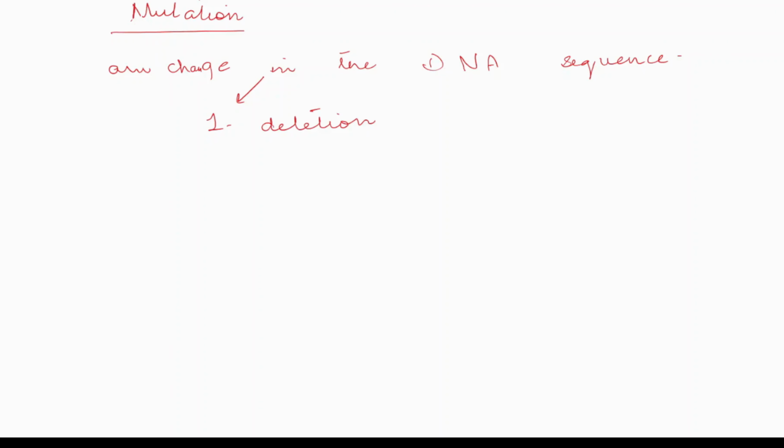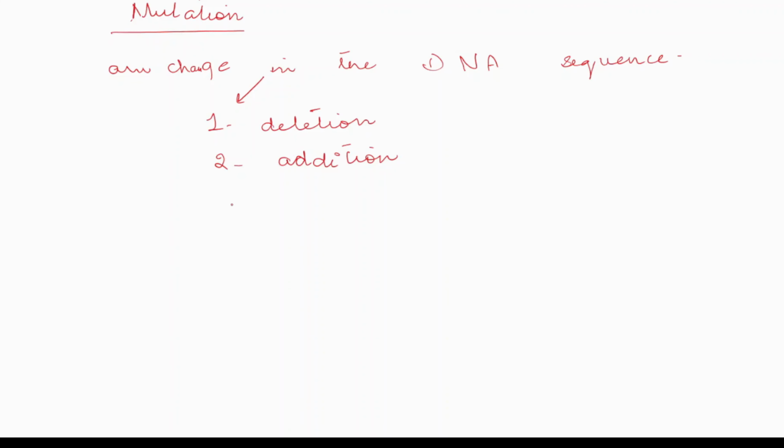Second thing is by addition of some DNA sequence which changes the sequence basically. For example, if it should be CAG and maybe somewhere T attached, so it becomes CTAG. So there is change in the sequence. It means the properties or the characteristics would change.